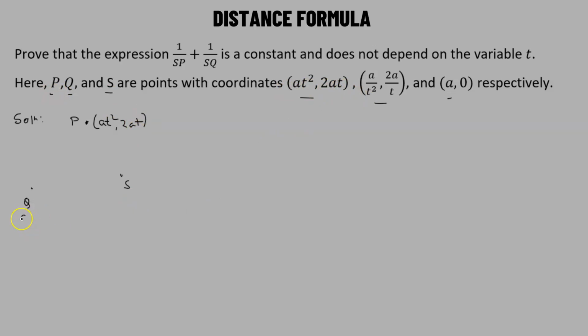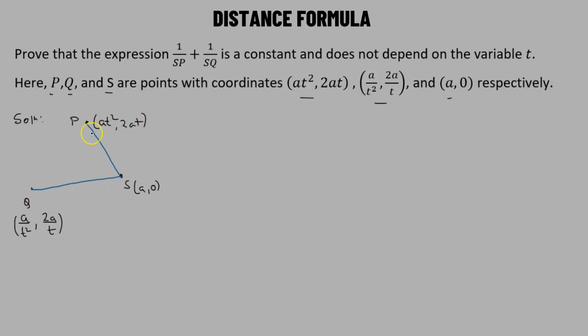Then we have point Q. So this corresponds to a over t squared. That's the x coordinate, and the y coordinate is 2a over t. Fine. And then we have the point S. The point S has the coordinate a comma 0. Now what we'll do, we'll join point P and point S, and we'll also join point Q and point S.